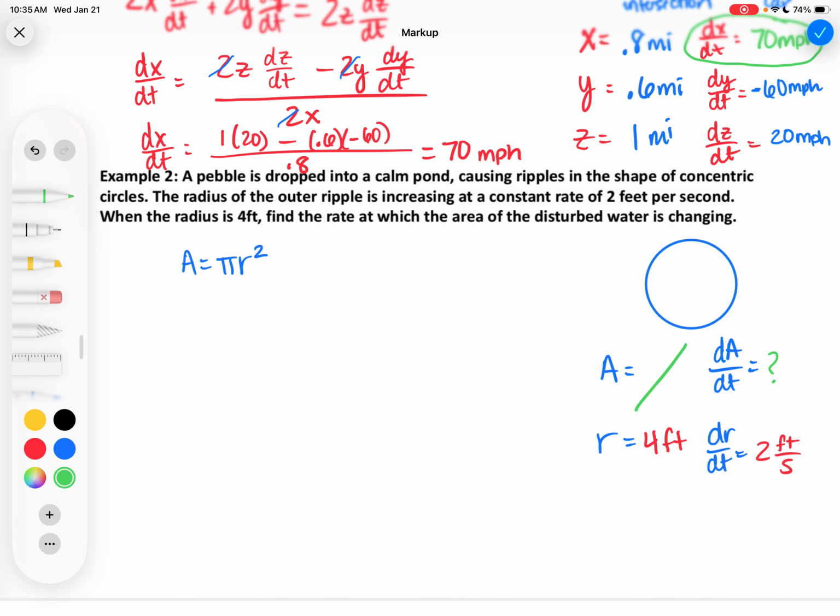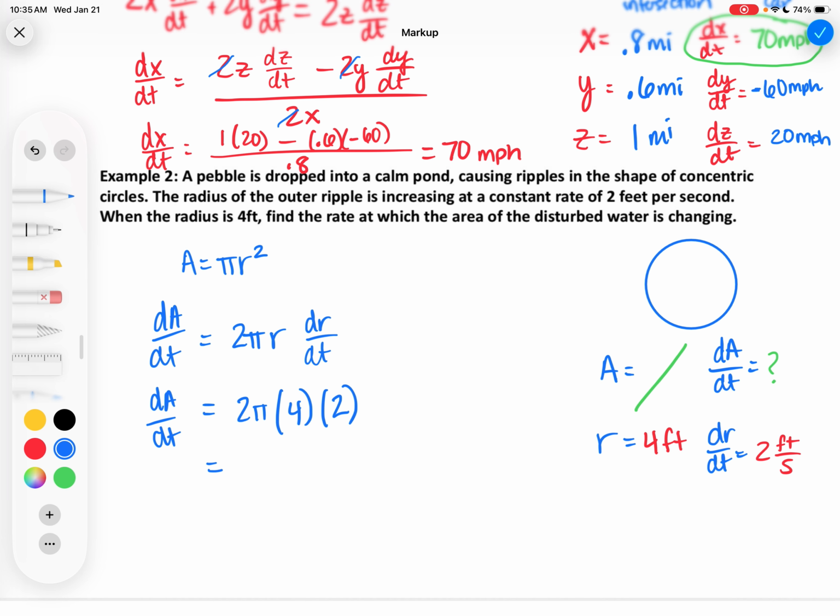So anyways, dA/dt is equal to 2 pi r dr/dt. And since I'm solving for dA/dt, I can just go ahead and plug numbers in. It's already by itself. So this is 2 pi times 4 times 2. So that's what? 16 pi.